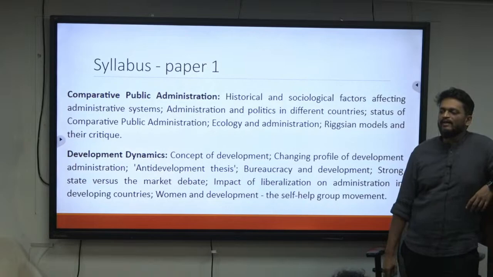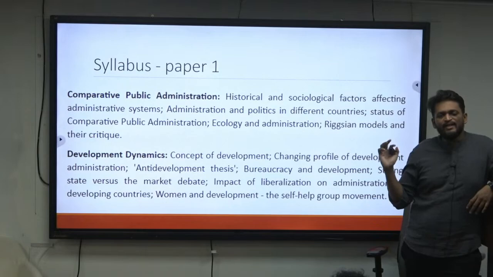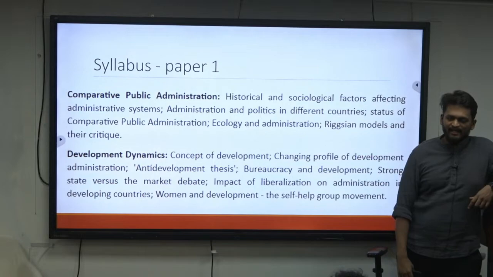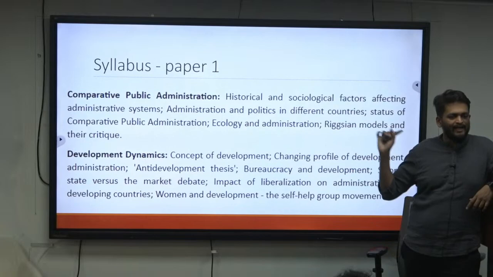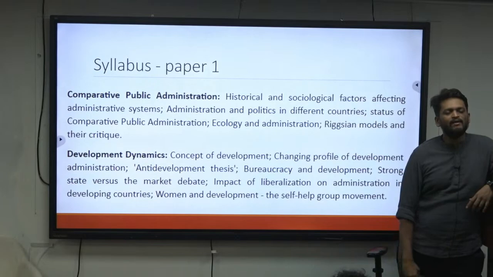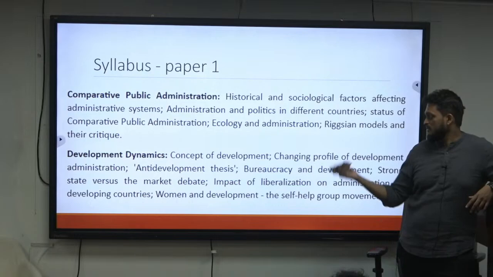So development dynamics means administration that is suitable for developing countries. You will study it in detail here, because India is a developing country and we have to change a lot of things. And when you get into service, you are also responsible for all these changes. You have already studied administration. Now, specifically for developing countries like India, how we can modify it so that it becomes change oriented is development dynamics. You understood?